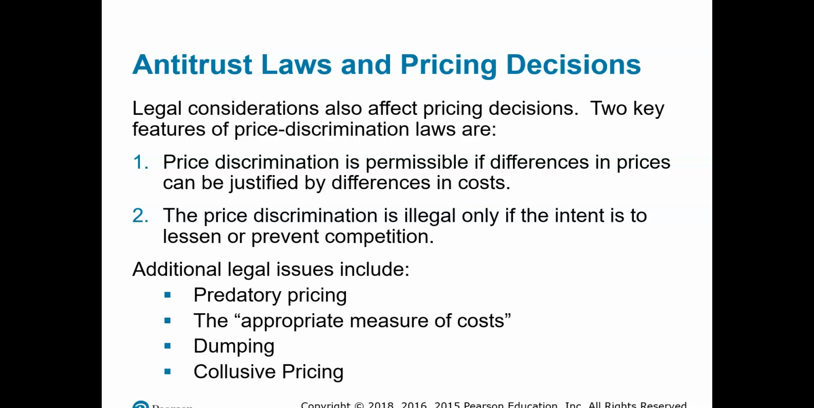Now, when we talk about considerations affecting pricing decisions, two key features of price discrimination laws are: one, discrimination is permissible if differences in prices can be justified by differences in cost. And the basic essence of price discrimination being illegal is only if its intent is to lessen or prevent competition. Other things include predatory pricing, the appropriate measurement of costs, and dumping. For a number of years in the past, though I haven't heard as much about it lately, dumping is when steel produced in China was sold in the United States at a cost lower than what it cost to make in China. They were just dumping their stuff here and ruining the steel industry in the United States. Was that the only issue with steel? No, it wasn't, but that was certainly a big influence.